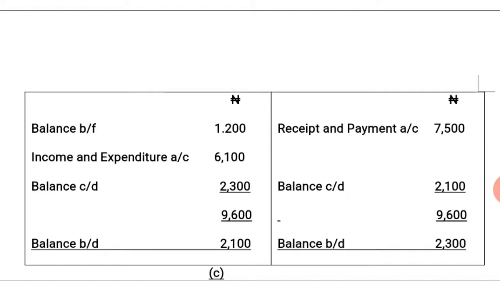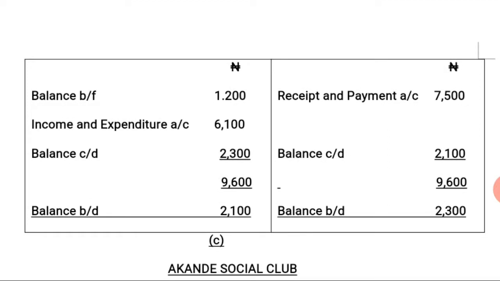From our receipts and payments account, the total of subscription collected in the year 2014 stood at 7,500 naira, out of which we have 1,200 for 2013, 4,000 naira for 2014, and 2,300 for 2015. So how are we going to solve the question? We have the total amount collected in the receipts and payments account, 7,500.